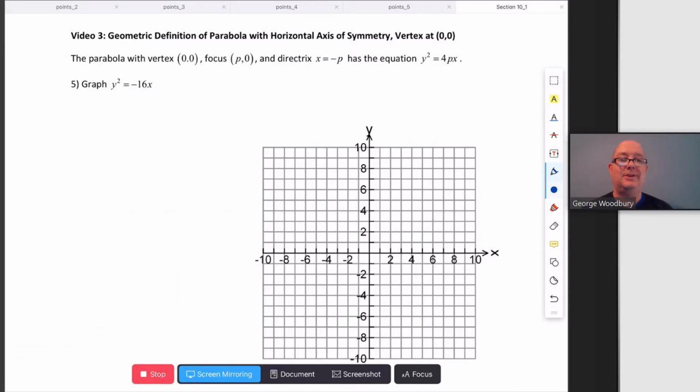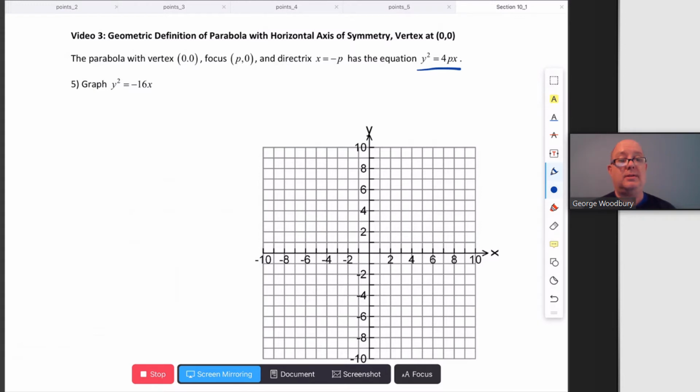In this video we're going to talk about using the geometric definition for a parabola that opens to the left or right. The equation is going to be of this form, y squared equals 4px. When the y variable is being squared, that's how we know that it opens to the left or to the right, but the x variable is not squared. We'll deal with what happens when they're both squared in a later section.